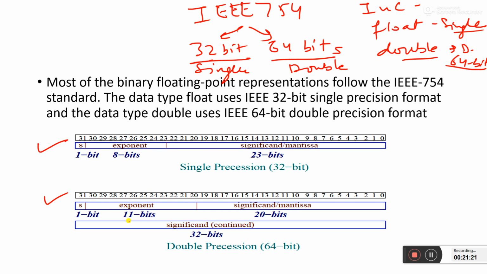Similarly, in double precision, 1 bit is for the sign bit, 11 bits are for the exponent, and 20 bits plus 32 bits, which means 52 bits, are for the mantissa or significant. In this case 52 bits are for the mantissa.